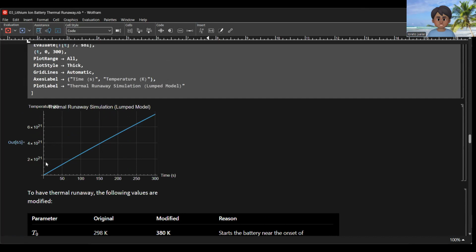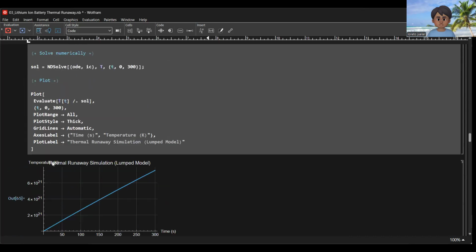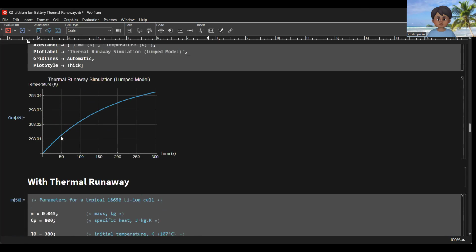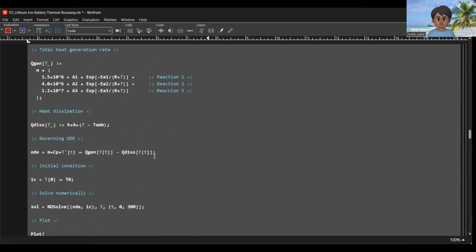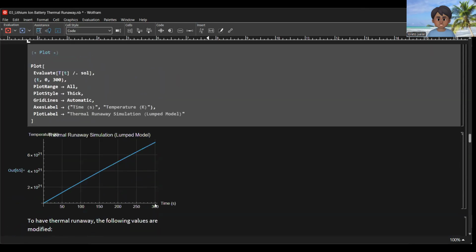So compared to the temperature in the first case, the temperature here is 298.04 after 300 seconds. So there is no overheating here. But here, after 300 seconds, we can have a temperature on the order of 10 to the 21. So it's a very large temperature. It looks like it increases exponentially.